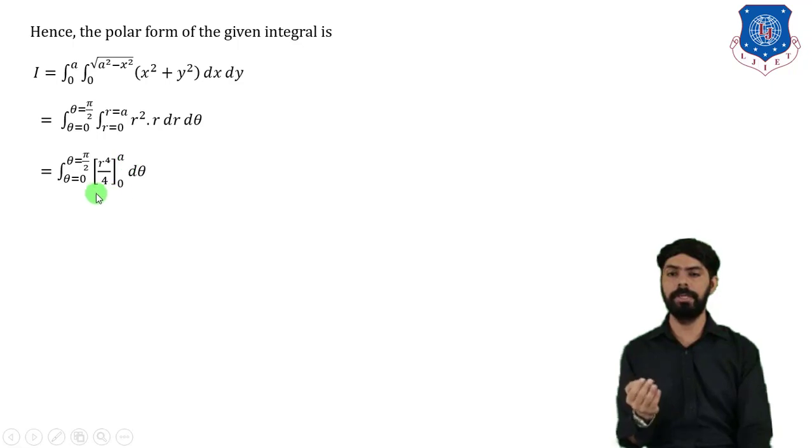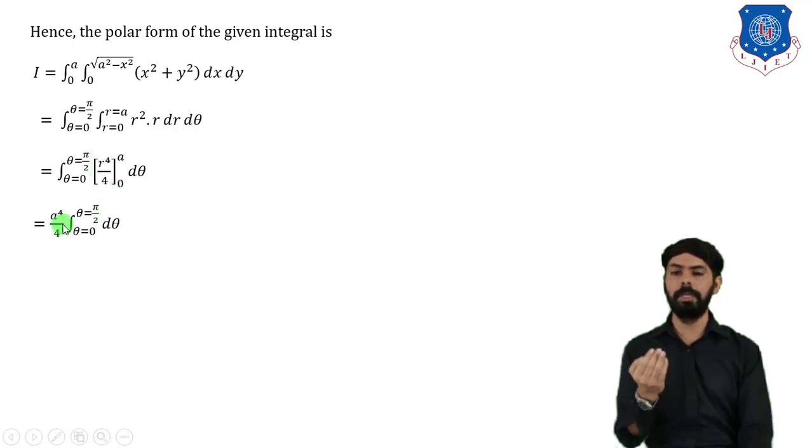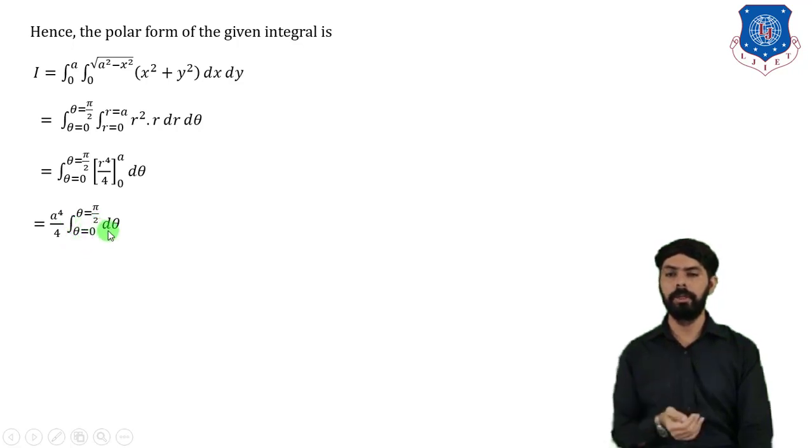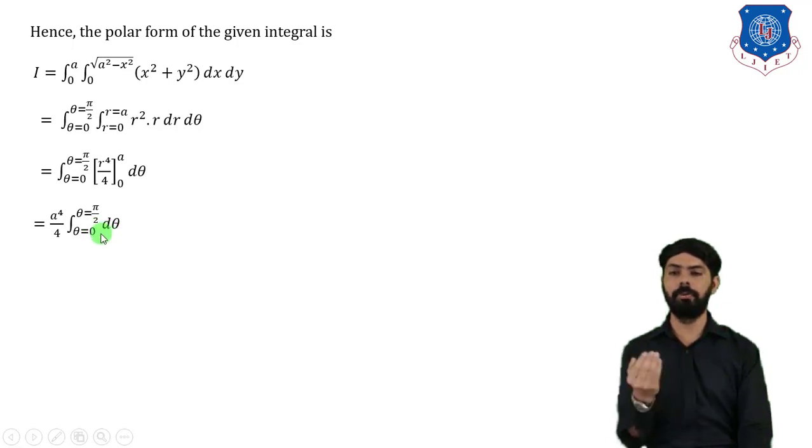So here if we replace r by a, then it will be a raised to 4 divided by 4 minus, now we will replace r by 0, so it will be 0. Therefore this will be a raised to 4 divided by 4, which is constant. So here a raised to 4 divided by 4, integration from theta equal to 0 to theta equal to pi by 2 d theta. Now we will have to integrate 1 with respect to theta. So integration of 1 with respect to theta will be theta. So this will be a raised to 4 divided by 4 into theta, where the limit of theta is theta equal to 0 to theta equal to pi by 2.